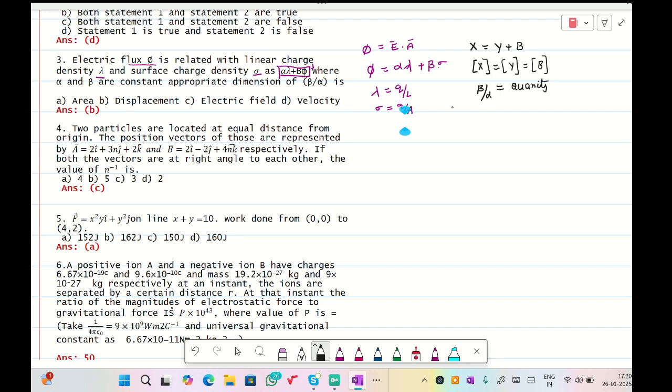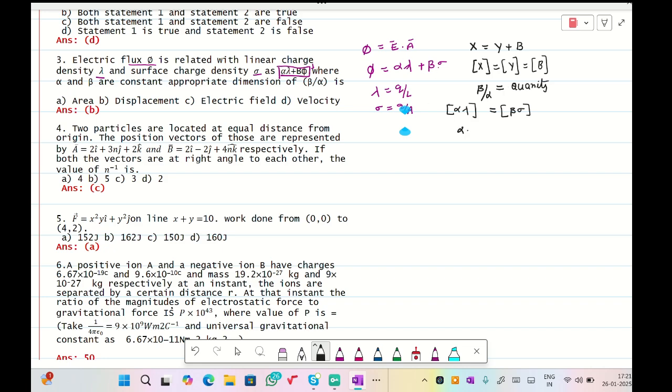Therefore, the dimension of alpha into lambda is equal to the dimension of beta into sigma, because I already know the lambda and sigma formulas. That's why I'm writing it like this. If you want, you can also find the alpha and beta values by taking the dimension formula of phi, no problem. That also will come the same, but the easy way is to take these two, y and z, as having the same dimensions.